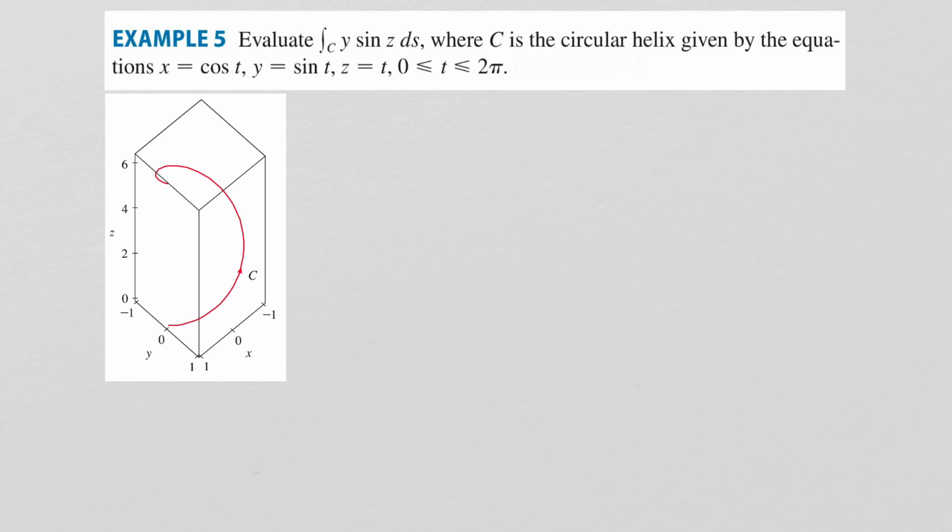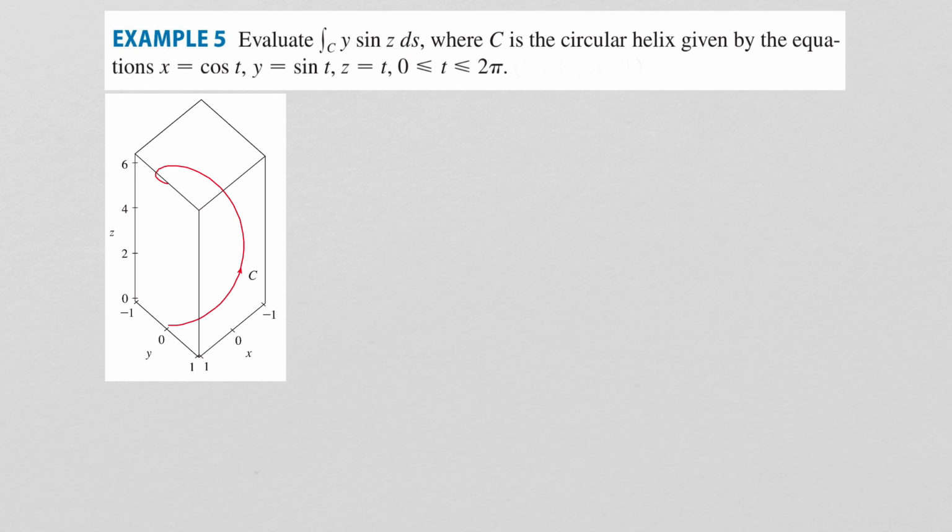So as an example, suppose we want to integrate along the curve C, where C is this circular helix given by the parametric equations x equals cosine t, y equals sine of t, and z equals t. If you graph this curve in space, you can see how it's spiraling and rising at the same time. That's called a helix. And t is between 0 and 2 pi. So this problem is really not that tough because they gave us the parameterization of the curve.